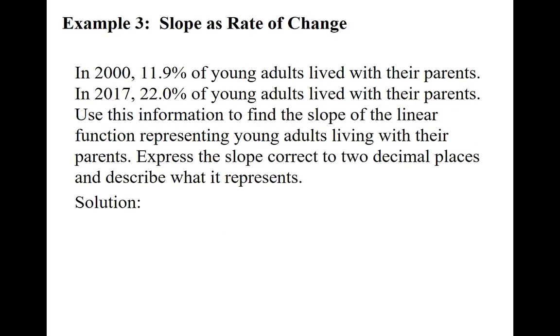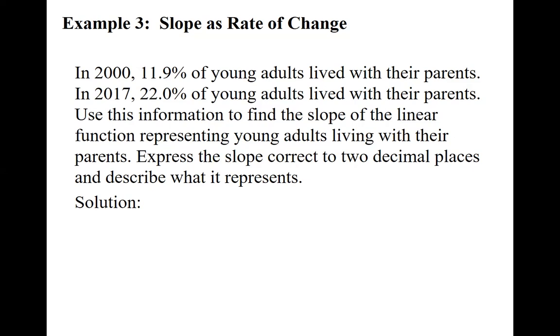In 2000, 11.9% of young adults lived with their parents. In 2017, 22.0% of young adults lived with their parents. Use this information to find the slope of the linear function representing young adults living with their parents. Express the slope correct to 2 decimal places and describe what it represents.